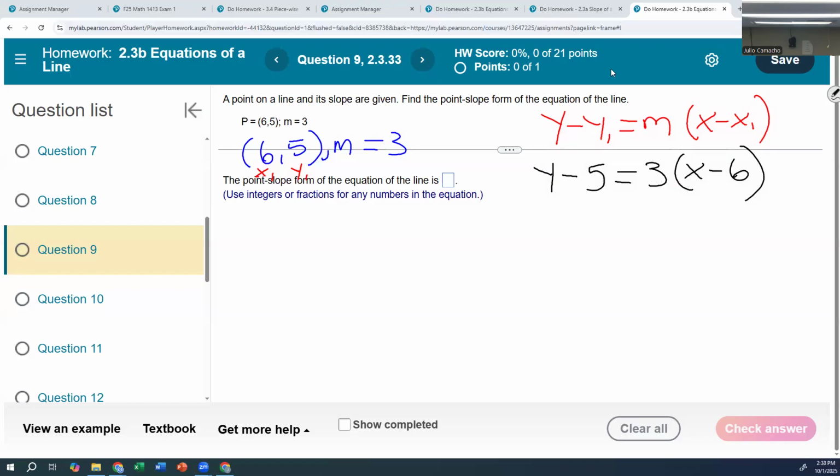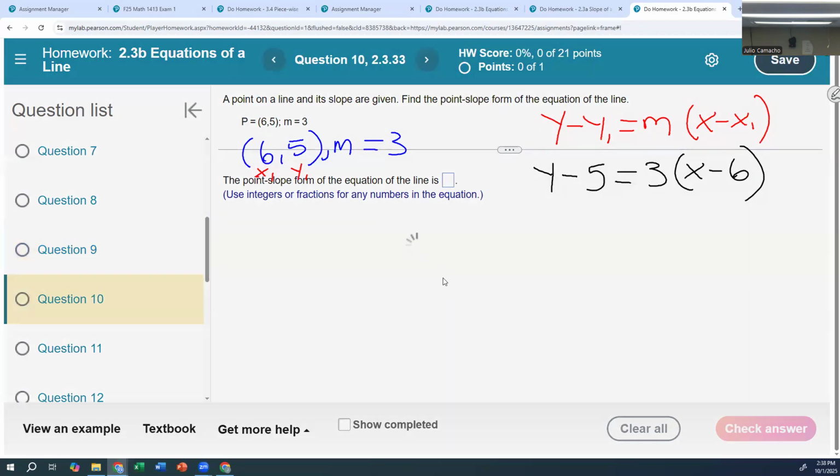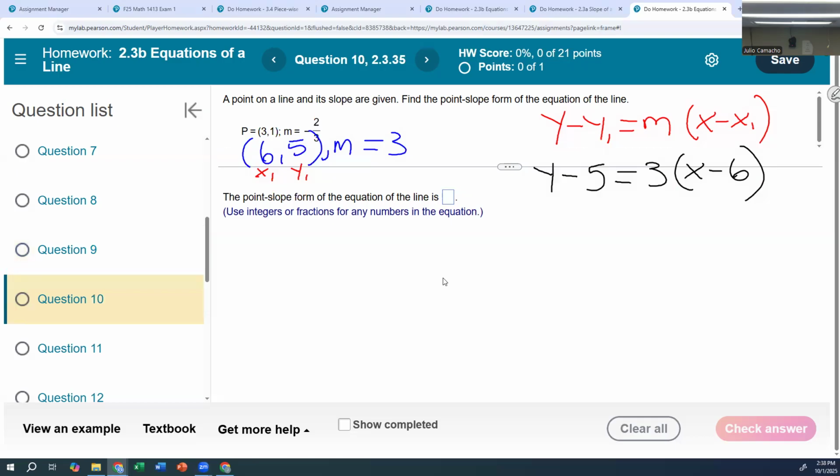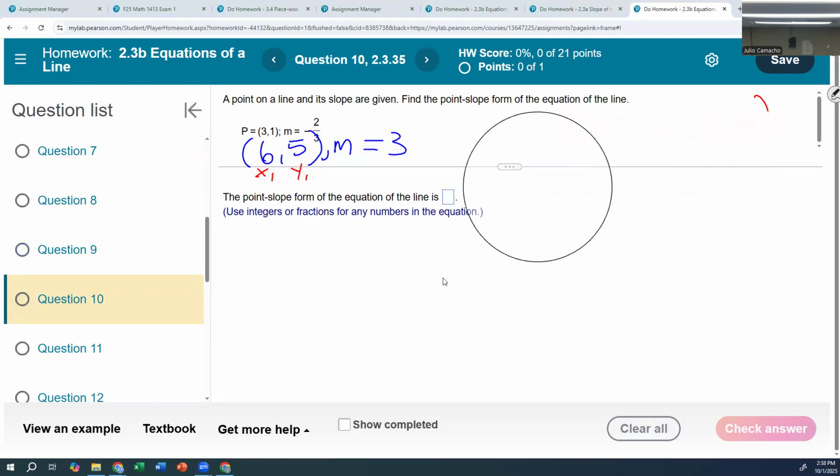If you have a question, please don't forget to send me an email and I will happily show you what to do about it. Let's go to question number 10. I will change with my cursor because I want to be sure that I do it right. I don't want to mess this up. Okay, that's question 10. Let me erase this.